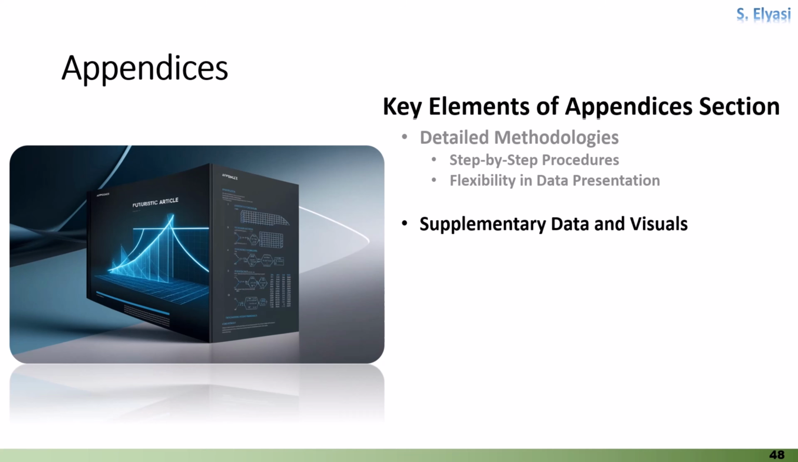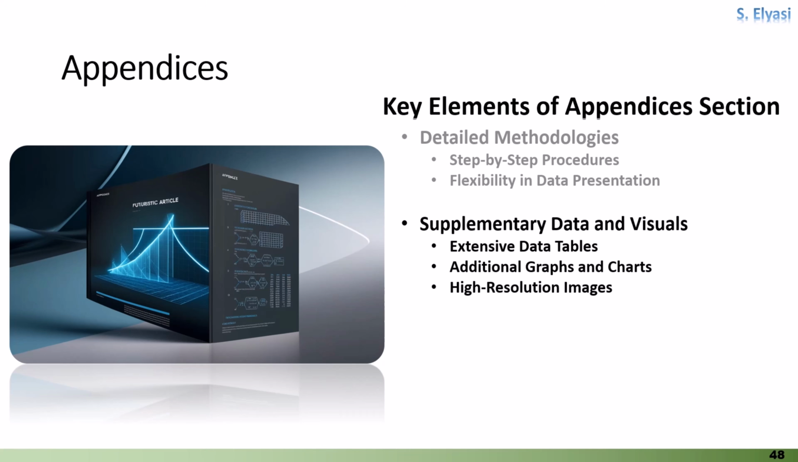Supplementary data and visuals. Extensive data tables. Large data sets that are too voluminous for inclusion in the main body are placed in the appendices. These tables can include raw data, intermediate data points, and additional analyses that are essential for in-depth statistical review. Additional graphs and charts. Visual representations that provide further insights into the data discussed in the paper, but are too detailed or numerous for the main sections.